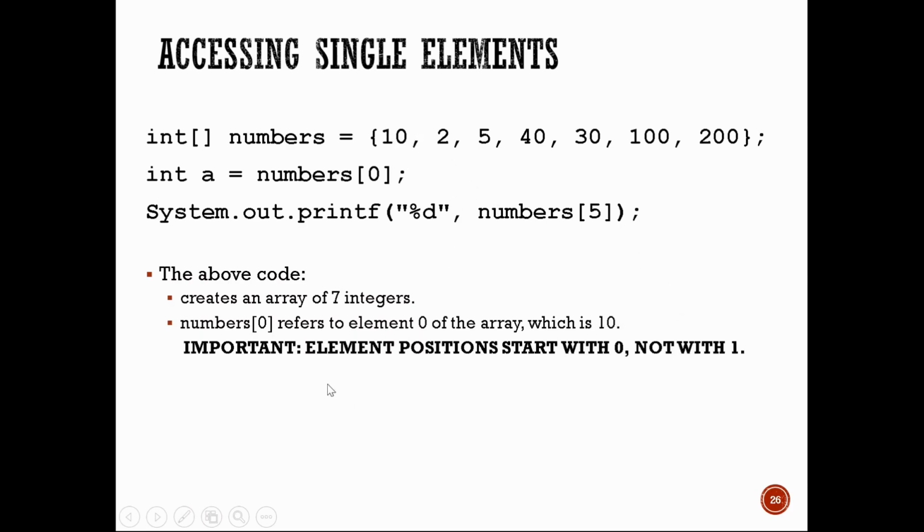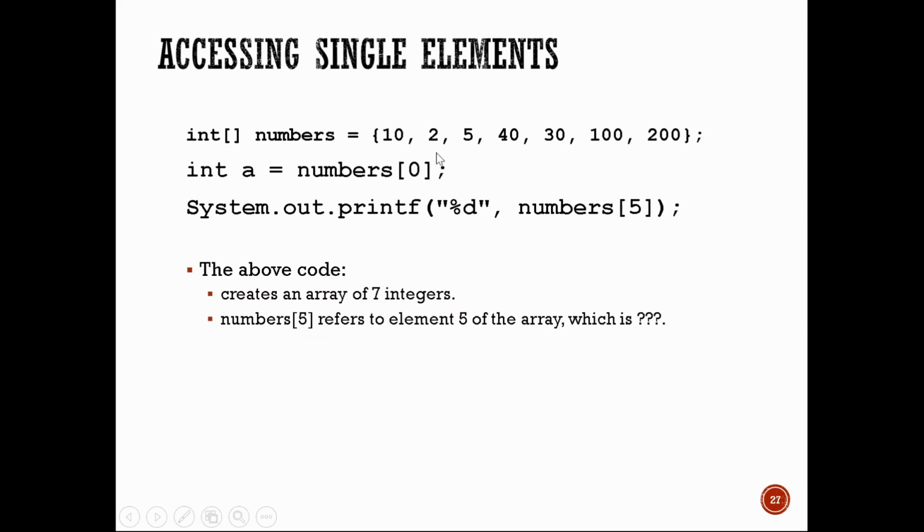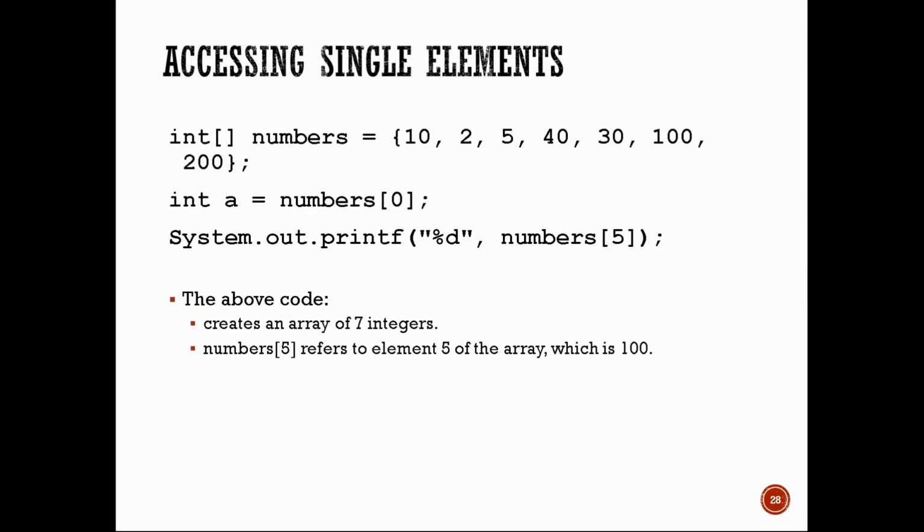So important: element position starts with 0, not 1, as I have mentioned a while ago. Okay, so we have int[] numbers, again from 10 up to 200. That means numbers[5] refers to element 5 of the array, which is 100. So 0, 1, 2, 3, 4, 5. So that's 100.